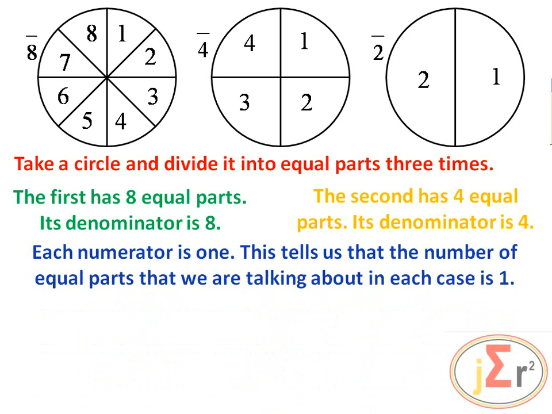Each numerator is 1. This tells us that the number of equal parts that we are talking about is equal to 1. So each numerator is 1. So the number of equal parts of the whole we are talking about is 1. So if it is 8 equal parts, it's 1/8. And if it is 4 equal parts, it is 1/4. And if it is 2 equal parts, it is half. Shade one part of each circle.